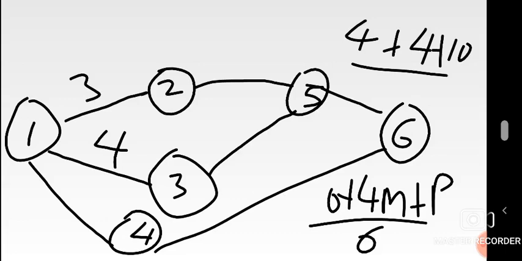Next, we try to determine the route from 1 to 4. It had O of 8, M was 2, P was 20. If you substitute in the formula, of course, 2 times 4 is 8, 16, 16 plus 20 is 36, divided by 6 gives me 6. So from 1 to 4, you should get a mean duration of 6.